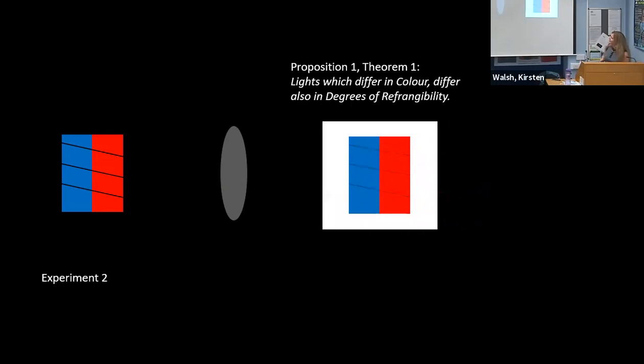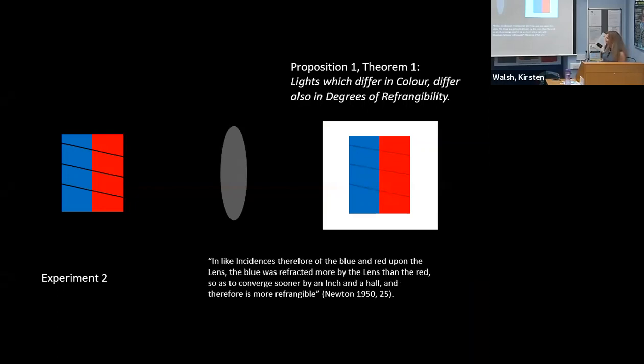Okay, and so again, what he's shown us here is that the light refracts to different degrees, and so there's a one-to-one correspondence between the color and the refrangibility. So he writes, in like instances, of the blue and red upon the lens, the blue was refracted more by the lens than the red, so as to converge sooner by 1.5 inches, and therefore is more refrangible.